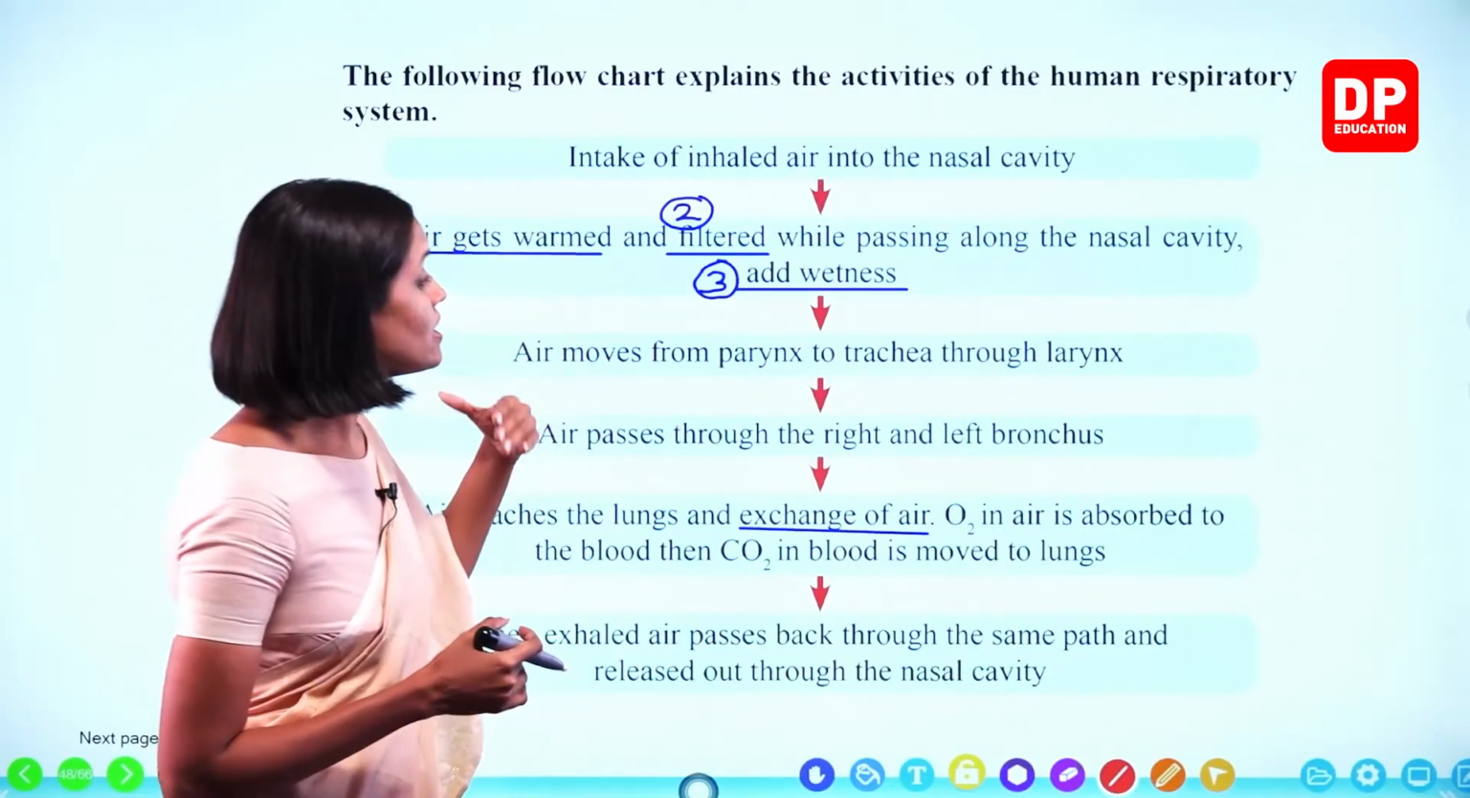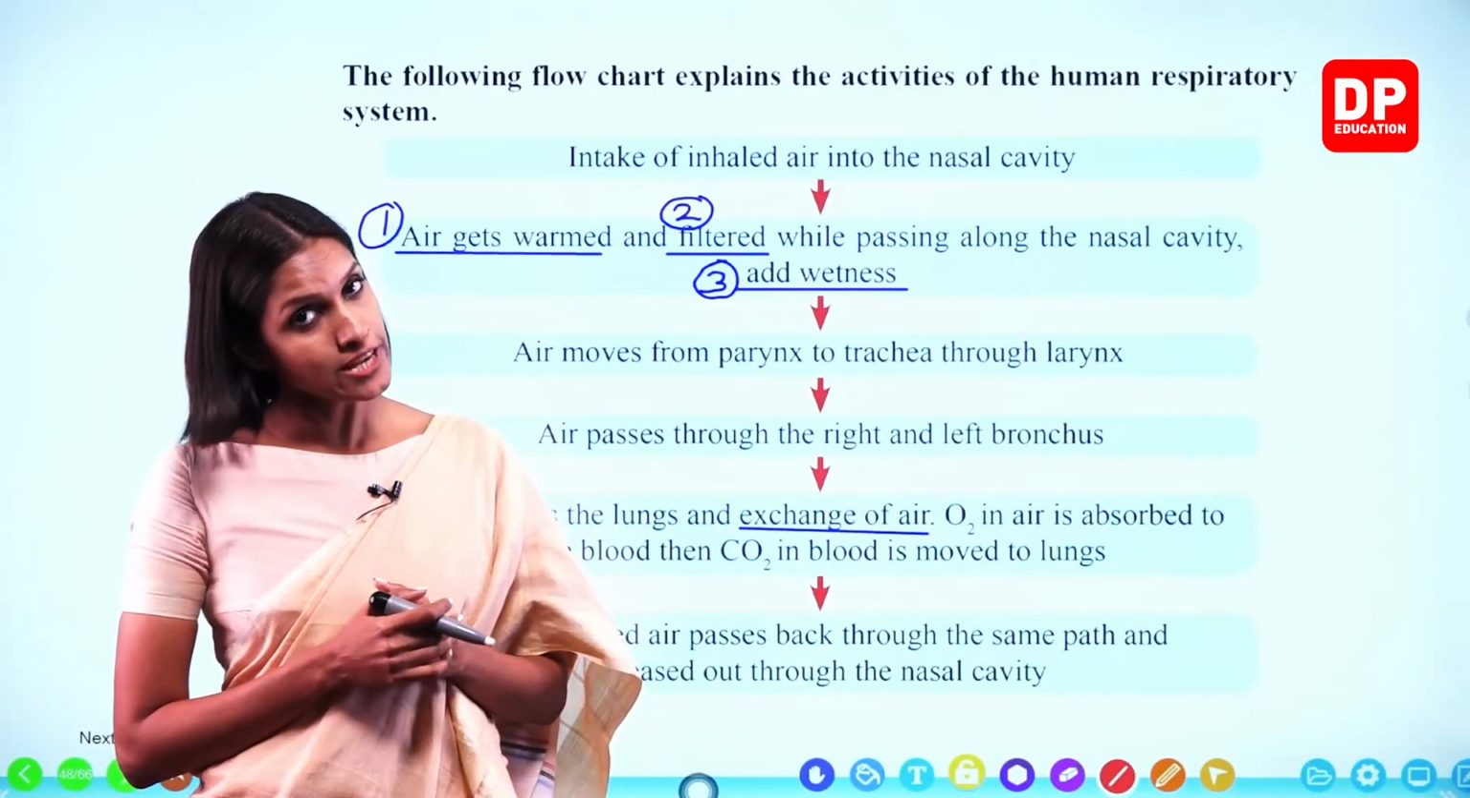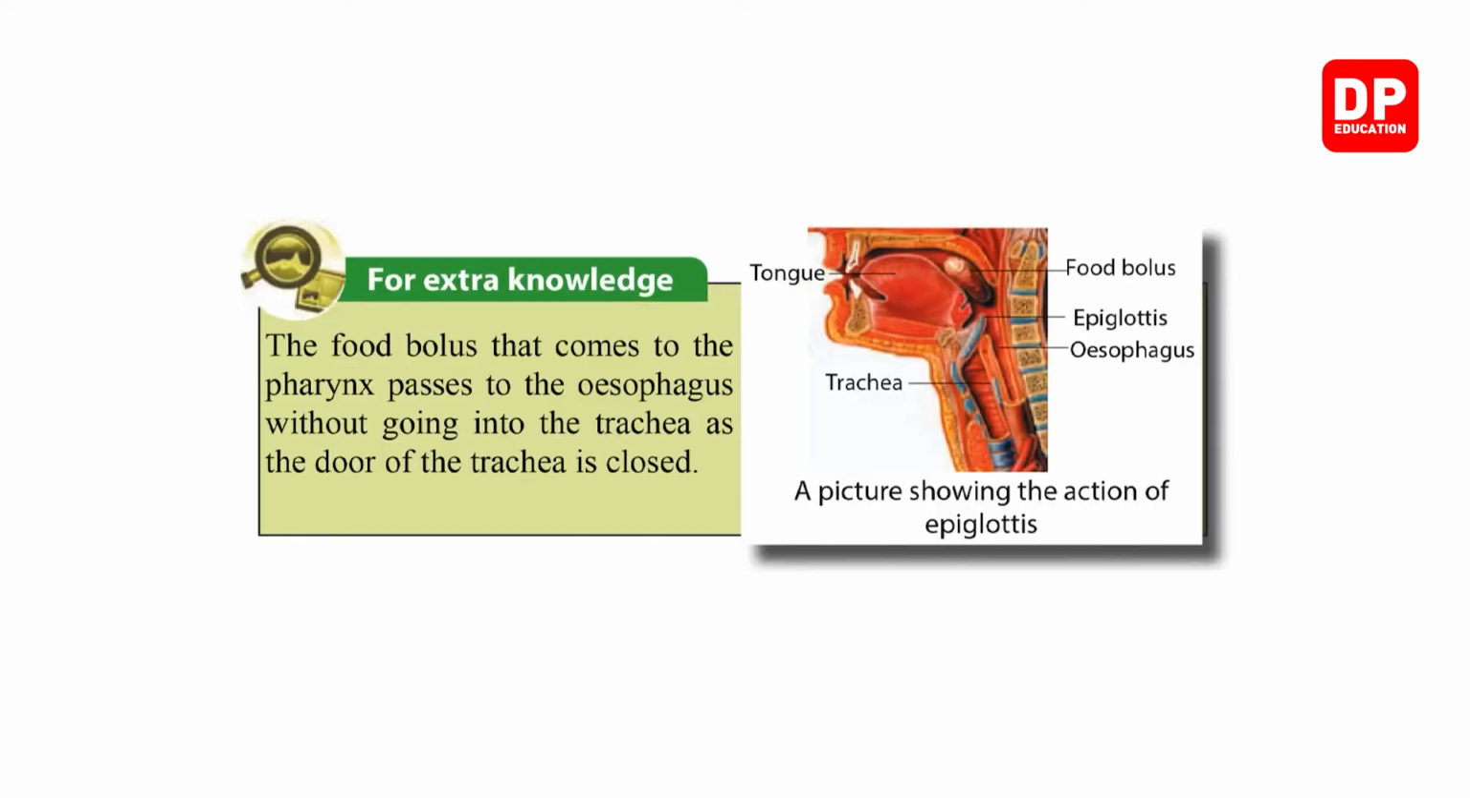So you are going to learn about this system in detail in the upper grades. Okay, children? So we have another part, extra knowledge. Look at this picture. The part of the respiratory system is given in a picture showing the action of the epiglottis. What is the epiglottis? The food bolus that comes to the pharynx passes to the esophagus without going into the trachea, as the door of the trachea is closed.